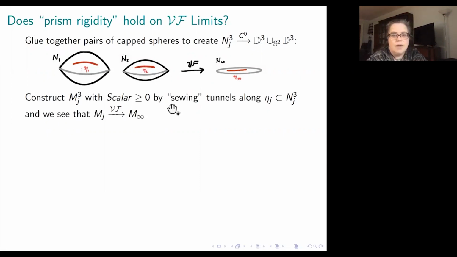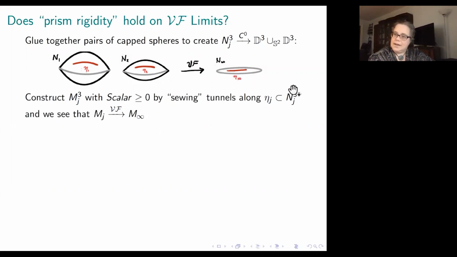These are curves. I'm going to sew tunnels along these curves. So the first one will only have one tunnel. The second will have 2 tunnels. The next one will have 3 tunnels, and more tunnels. And we'll see that we get volume preserving intrinsic flat convergence of these M_j, which have non-negative scalar curvature, to an M infinity, which is a double disk, but has a line segment pulled to a point.